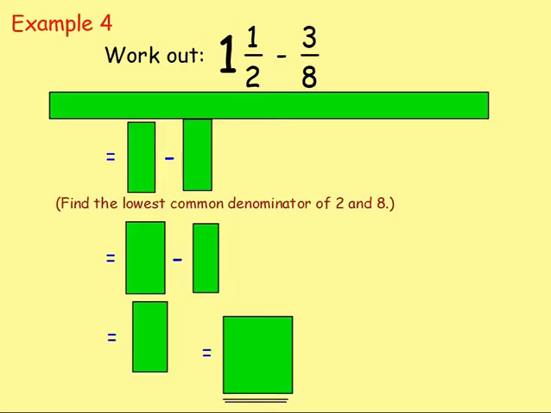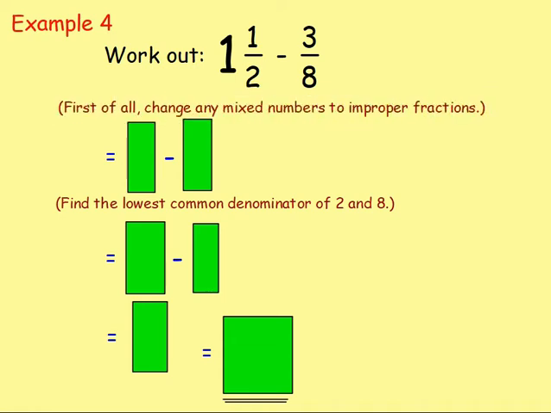Woo! Example 4, work out 1 1/2 take away 3/8. So you'll notice this example is slightly different because we have this mixed number to begin with. What do you think we do when we get a mixed number, Marley? Perfect, you change it to an improper fraction. So, changing 1 1/2 to an improper fraction, Marley, would give you, good, 3 over 2.